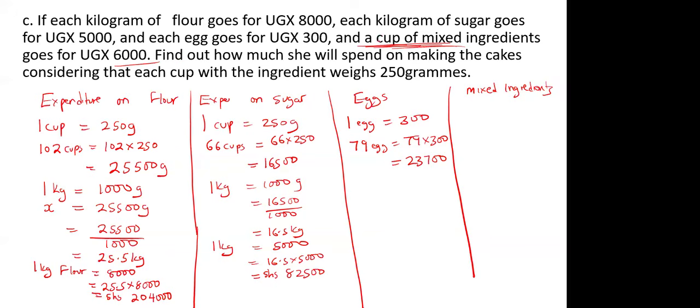They told us that a cup of mixed ingredients goes for 6,000. So here you say, 1 cup is going for 6,000. Then how many cups do we have? We had 37 cups.